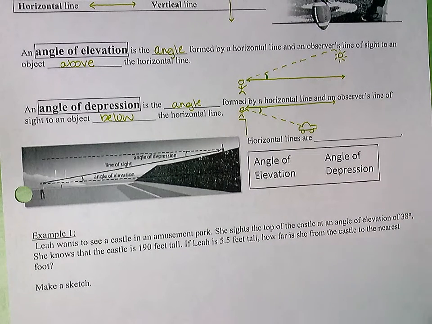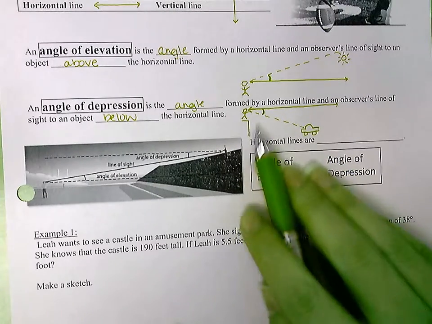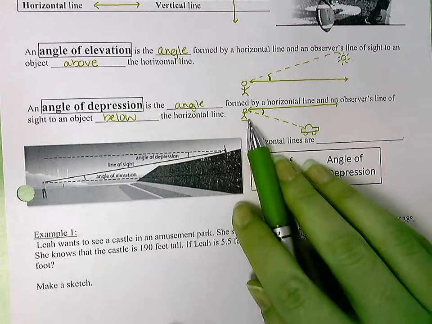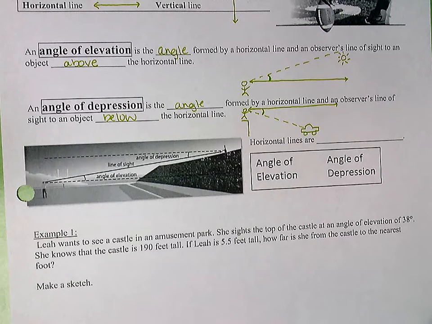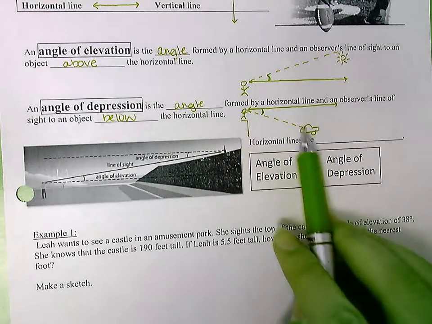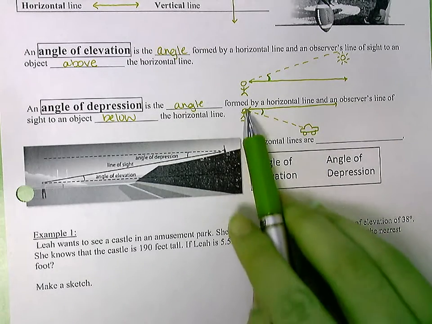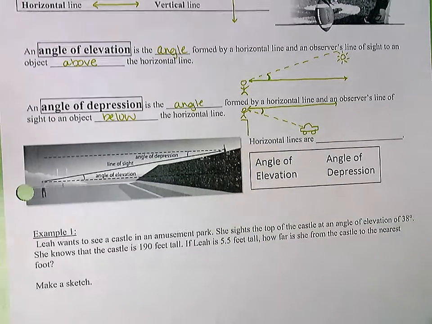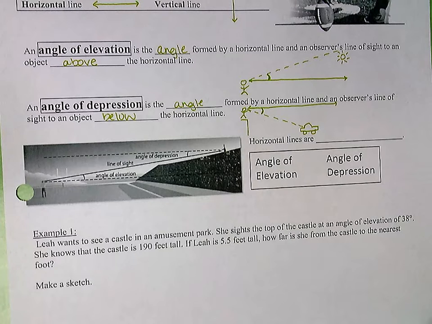Your angle of depression is not between the vertical and where they're looking. That's what trips a lot of people up in this part. If it talks about an angle of depression, it's from the horizontal off of the person and where they're looking, not the vertical and where they're looking. Does that make sense?